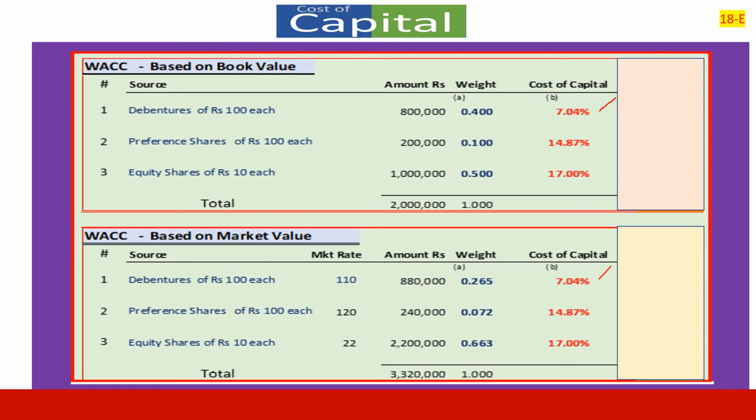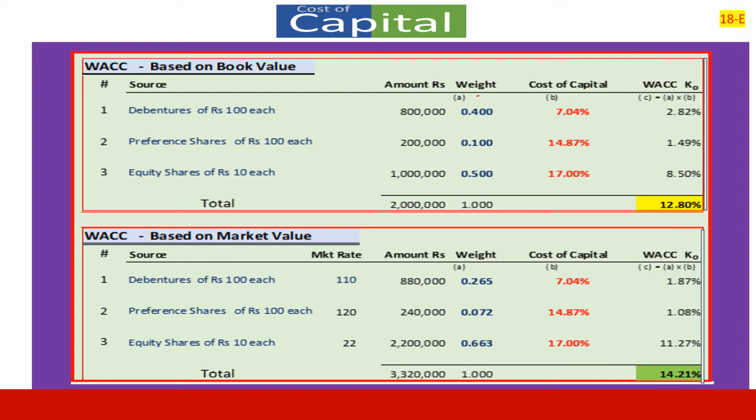Supposing we have calculated the cost of debentures as 7%, preference shares cost is 14%, and 17% in case of equity shares. We multiply A into B, where A is the weight and B is the cost of capital, giving the weighted average cost of capital. It means 40% of capital is at 7%, 10% of capital is at 15%, and 50% of capital is paying a cost of capital of 17%. Therefore, our average cost of capital, WACC, for the company as a whole is the summation of this, and the total comes to 12.8.